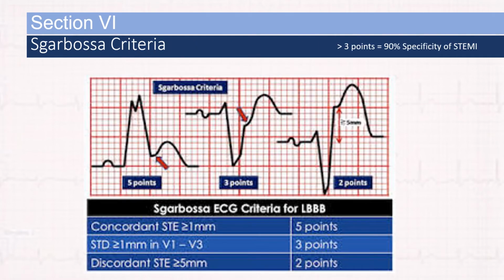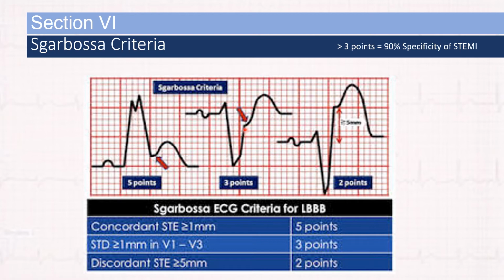This is a Sgarbossa EKG criteria chart for left bundle branch blocks in determining if somebody is having a STEMI. This is based on a point scale, and if you've accumulated greater than 3 points, there's a 90% specificity of the person having a STEMI. So let's look at these three complexes. The first complex, we have our P wave, QRS. Here's the T wave going in the same direction as the QRS. So right here we see concordant ST elevation greater than or equal to 1 millimeter. That's 5 points awarded.